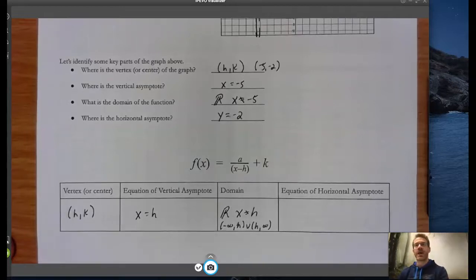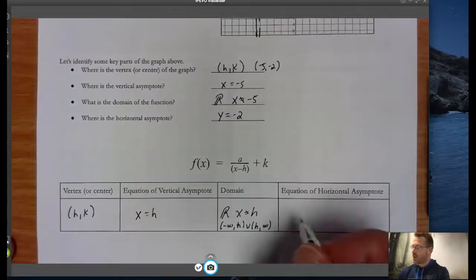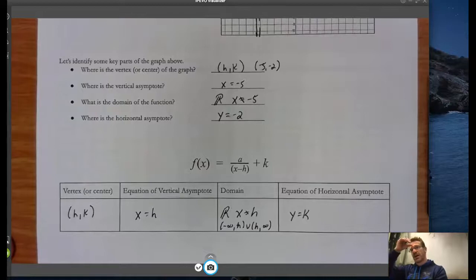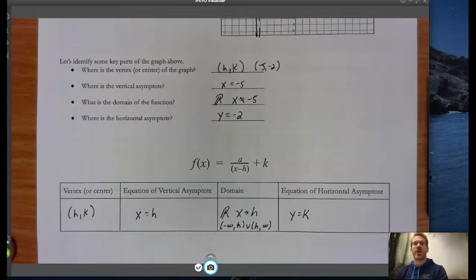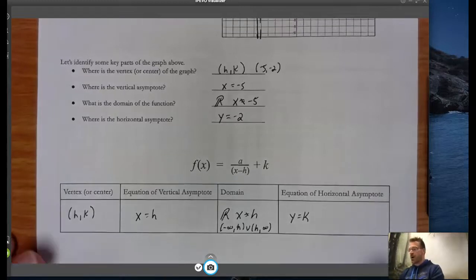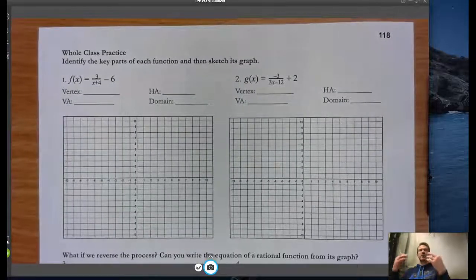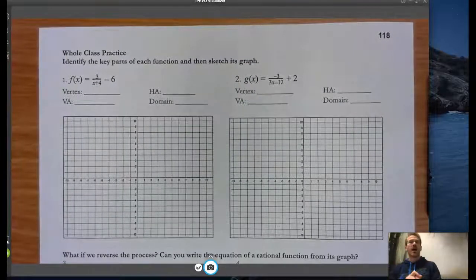Okay, and then the equation of our horizontal asymptote will be y equals k, like that. So hopefully that's a really good synopsis of everything we did with this function way back in first semester. All right, so let's take a look at the next page here. What we want to do is go through and hopefully quickly graph these functions, finding these key pieces of information.